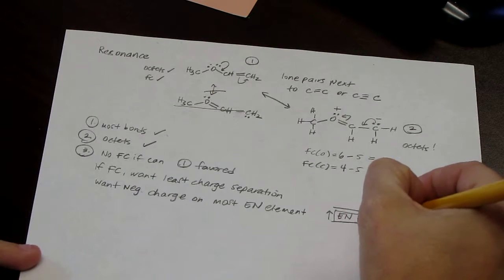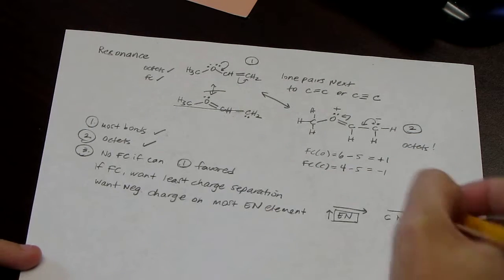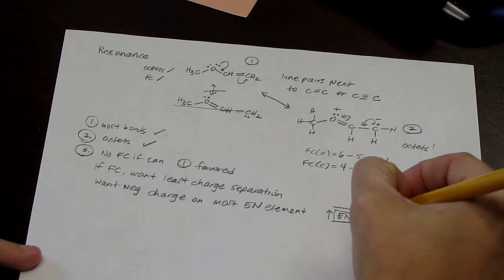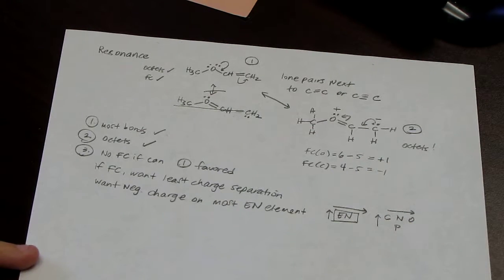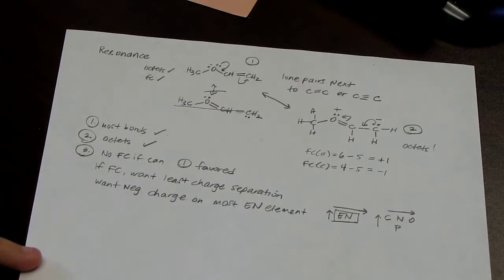So we have carbon, nitrogen, oxygen. Electronegativity is increasing this direction. And then under nitrogen we have phosphorus, and it's increasing up. So we want to keep these rules in mind when we're evaluating resonance structures.